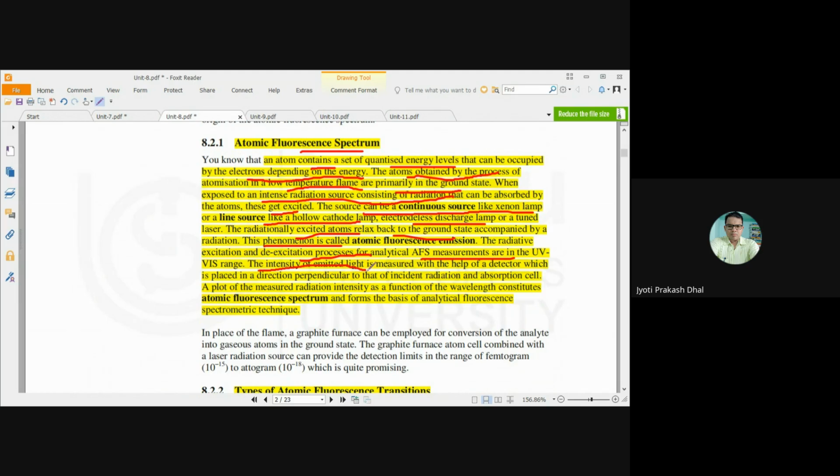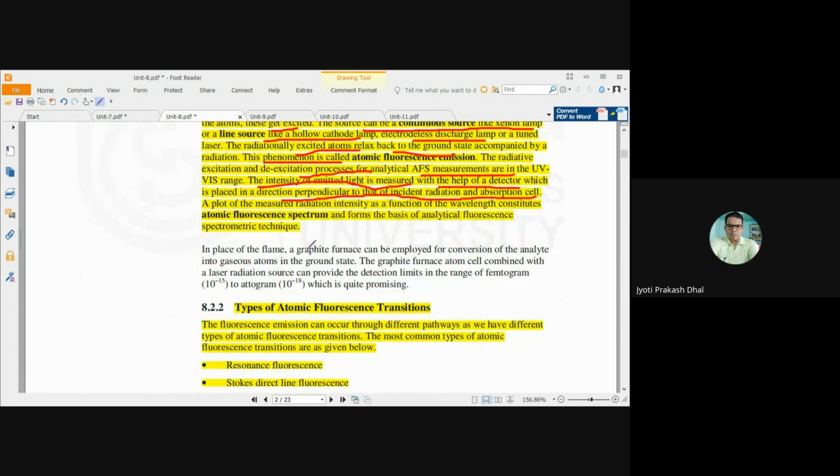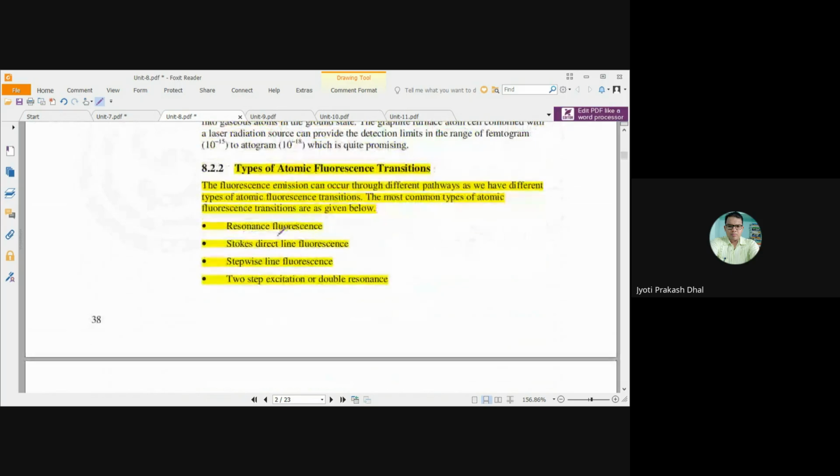The intensity of the emitted light is measured with the help of a detector which is placed in the direction perpendicular to that of the incident radiation and absorption cell. A plot of the measured radiation intensity as a function of the wavelength constitutes the atomic fluorescence spectrum and forms the basis of the analytical fluorescence spectroscopy technique.